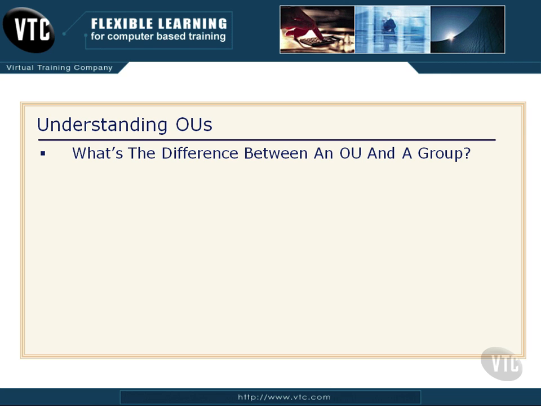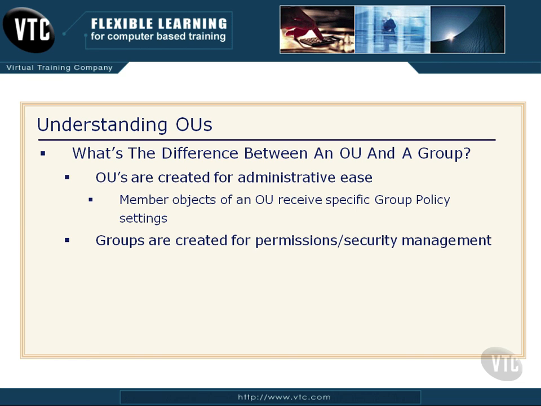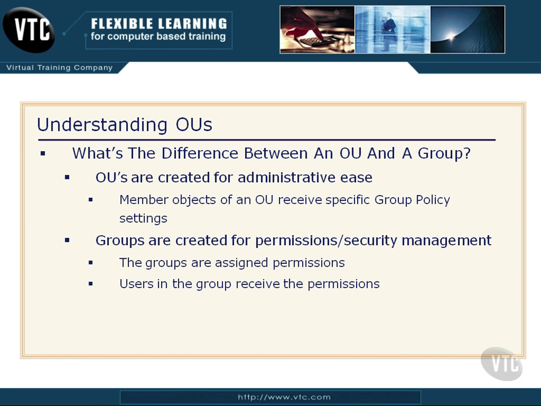But here's the big question I want to help you with. What's the difference between an OU and a group? We haven't talked about groups yet, but you're probably familiar with them. OUs are created for administrative ease. Member objects of an OU can receive specific group policy settings, and groups are created for permissions and security management. The groups are assigned permissions, and users in the group receive the permissions.